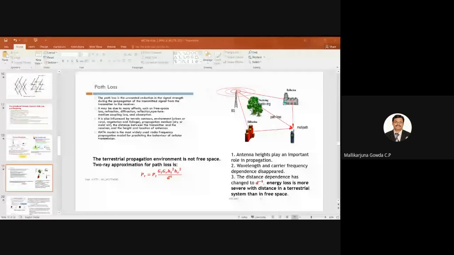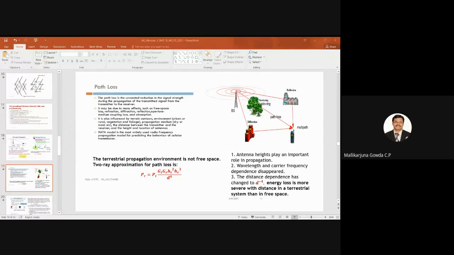Okay. I just wanted to give some more information about the path loss. As I said, path loss is the unwanted reduction in the signal strength, right? So during the propagation of the transmitted signal from the transmitter to the receiver, why does this happen? That may be due to many effects, right? Why there will be a reduction in the signal strength as it is transmitted from transmitter to receiver? That may be due to free space loss, refraction, diffraction, reflection, and so many things, right?